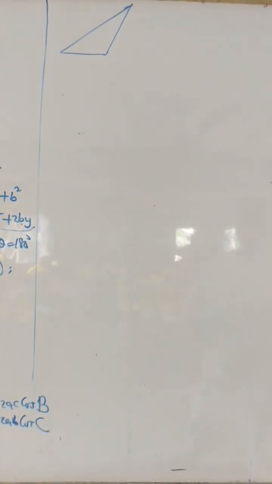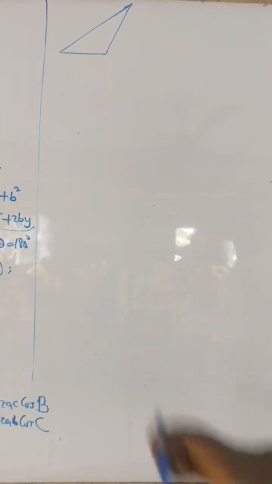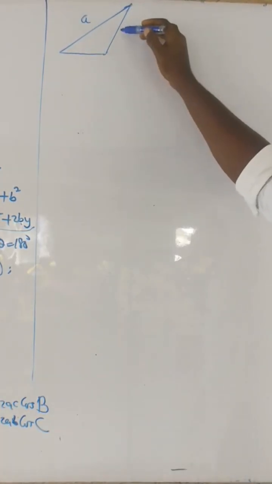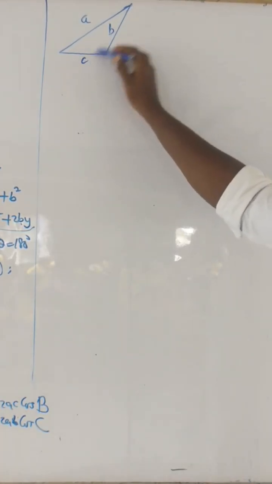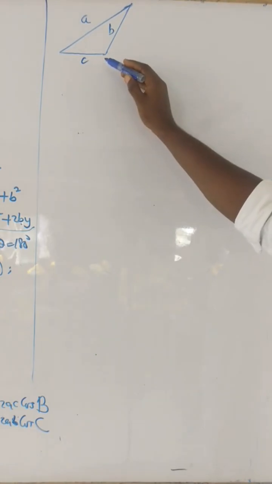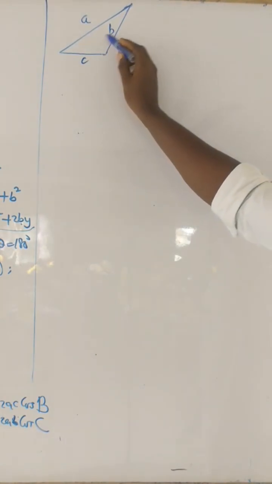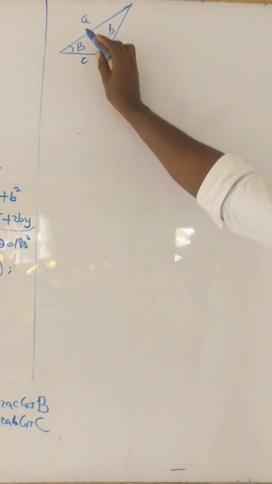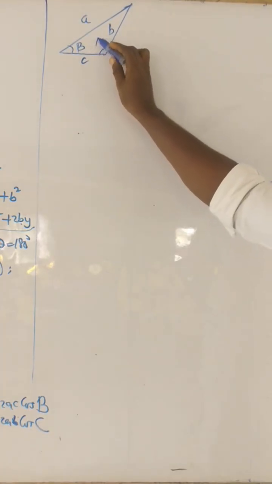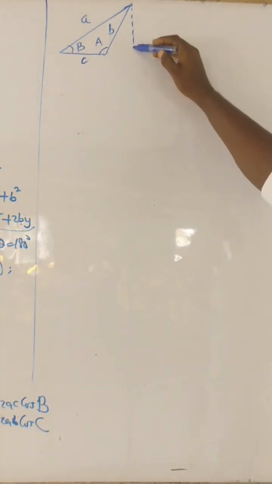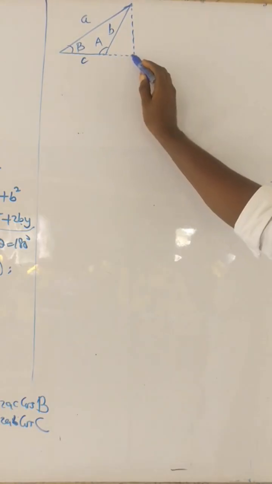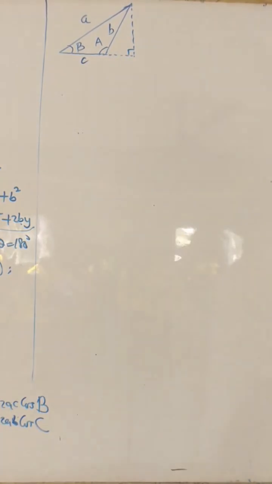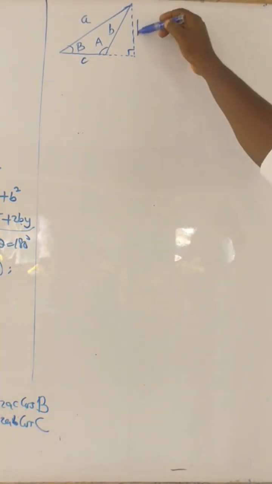Now, the twin rule, sine rule. The first one is cosine, the twin is the sine rule. Now, let's label in general. Let's label these sides as A, B, C. The angle facing B, let's call it big B. The angle facing A, let's call it big A. Same thing, let's draw out a 90 degree, and call it side H.